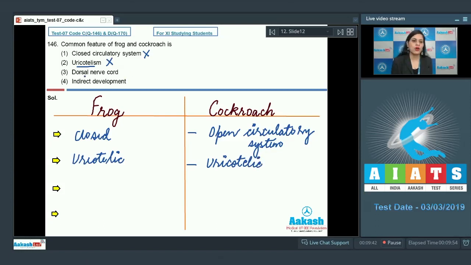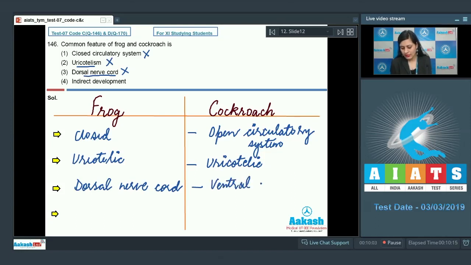The next option is dorsal nerve cord, and this is an incorrect option because frog has dorsal nerve cord or dorsal nervous system whereas cockroach has ventral nerve cord. The last option is indirect development, and this is a common feature between frog and cockroach. So this is a correct answer to our question because both frog and cockroach exhibit indirect development. So the correct answer to this question is option number 4. Let's discuss our next question.